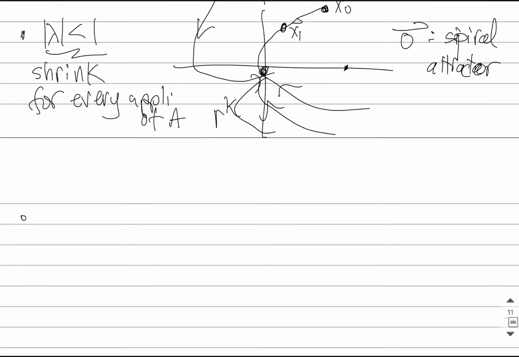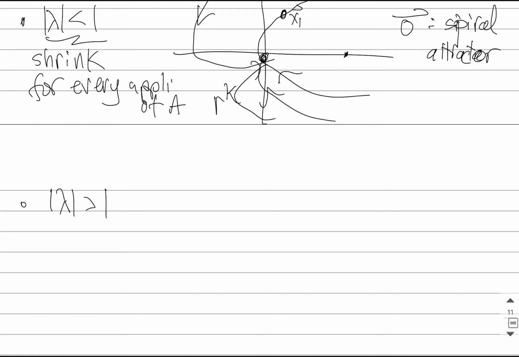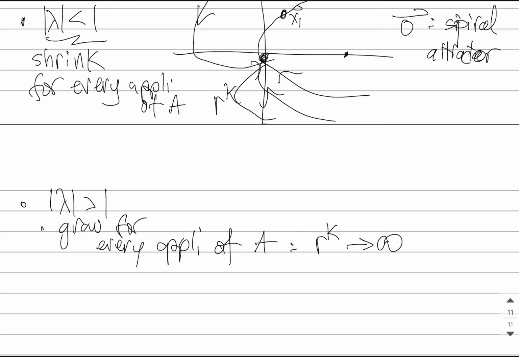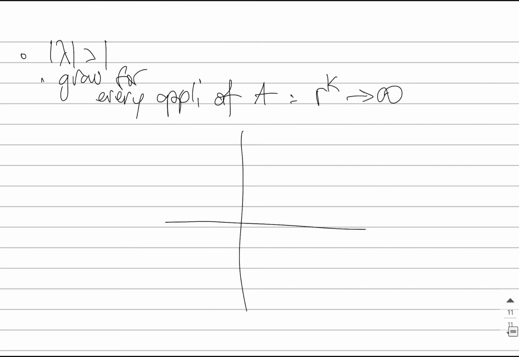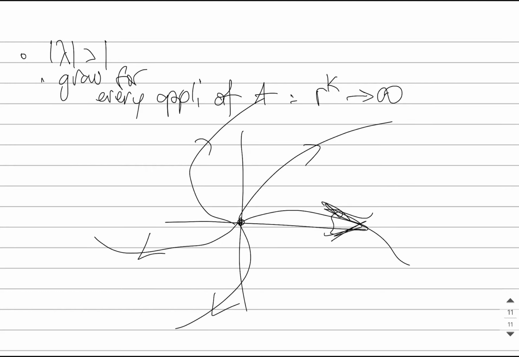Now, at the same time, if our eigenvalue was greater than 1 in size, we would grow for every application of A. We'd have this r to the k factor that would just grow and get big. And so when we were to plot trajectories, everything would emanate from the origin and rotate and grow in size. There would always be a rotation, and there would always be a growth in the size. So 0 here would be a spiral repeller. Everything would be pushed out.